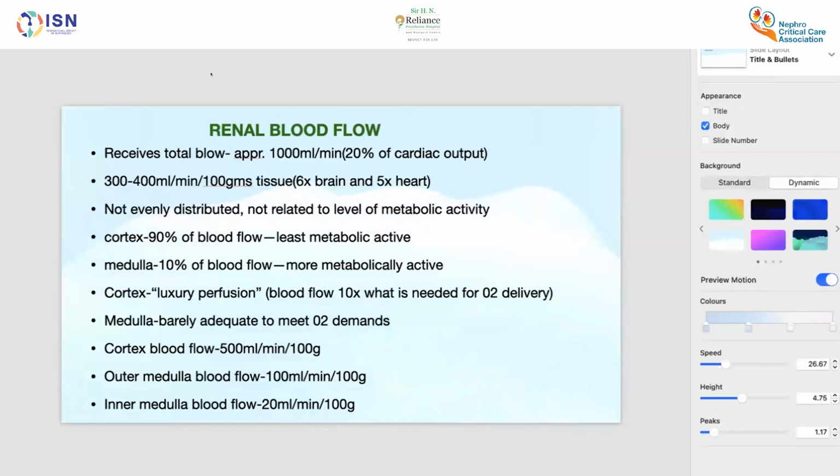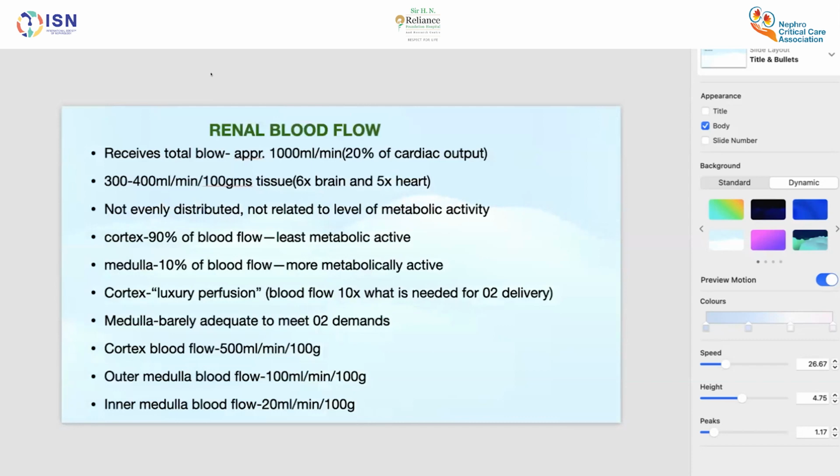This renal blood flow is not evenly distributed, and is not related to the level of metabolic activity. The cortex receives almost 90% of the blood flow, though it is the least metabolically active, and the medulla receives only 10% of the blood flow, though it is more metabolically active. The cortex has this luxury perfusion.